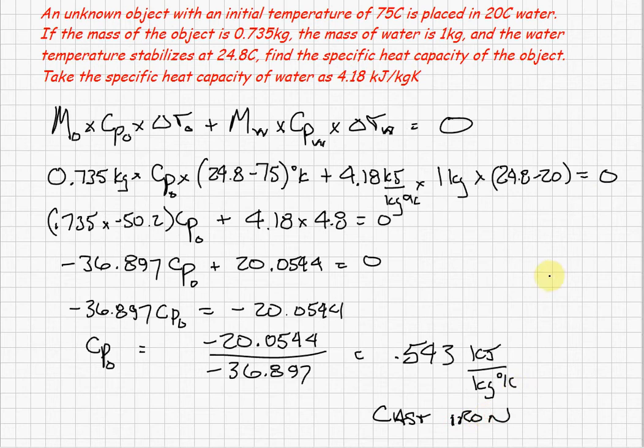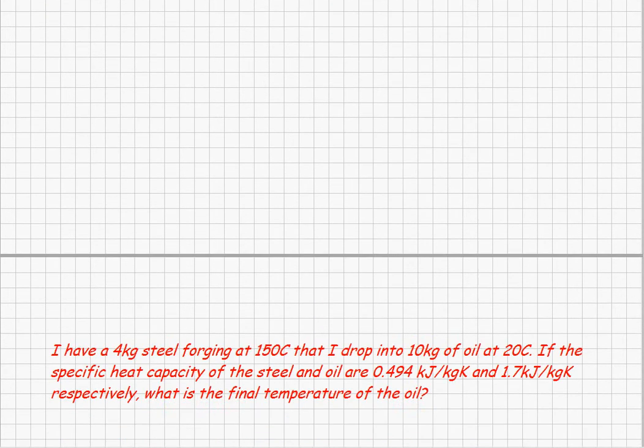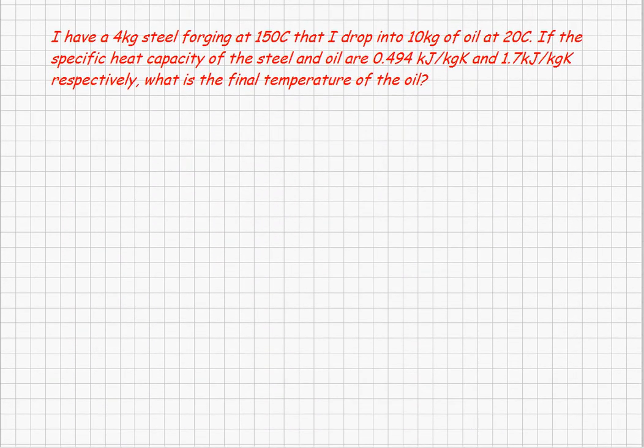So if we look that up in the tables, we'll find that 0.543 is the specific heat capacity for cast iron, and our object then must be cast iron. But we've calculated the specific heat capacity of that. Another common calculation for specific heat capacity is to calculate the final temperature.